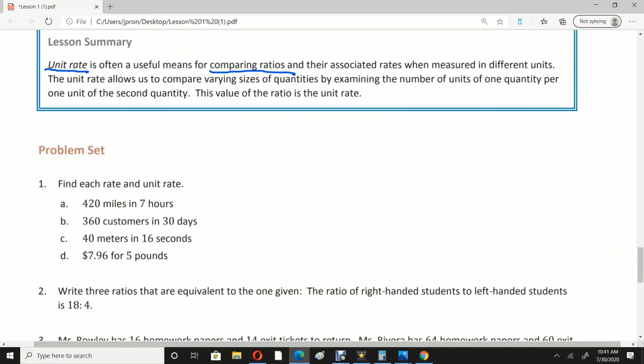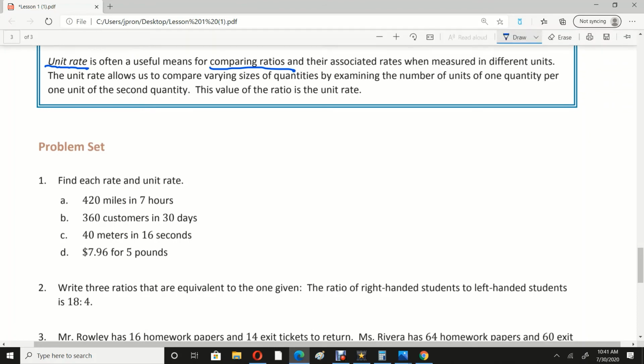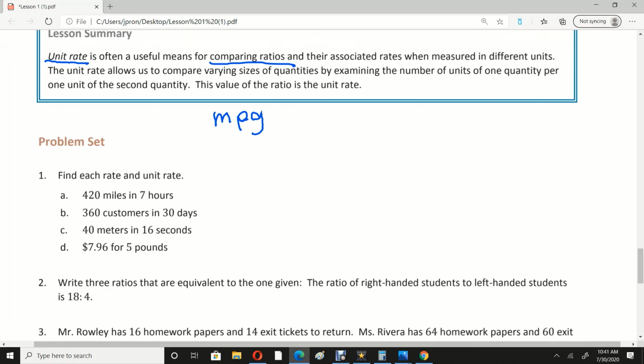That's why a lot of car companies, when they sell cars, they'll tell you the miles per gallon. That's a unit rate, right? And it's something everybody understands. You get this many miles per this many gallons of a car. And when you're comparing cars, that's a useful measurement to know about. Okay, a lot of people care about your MPG.